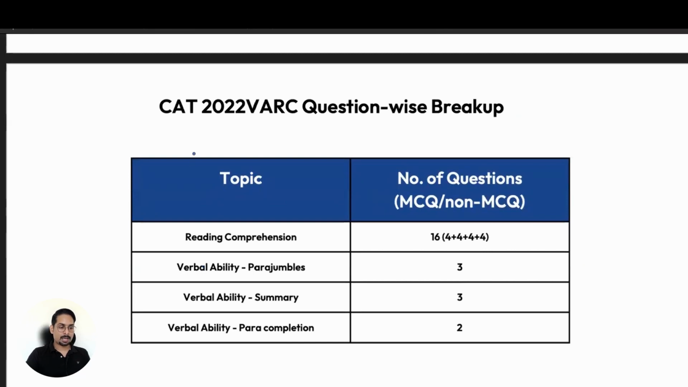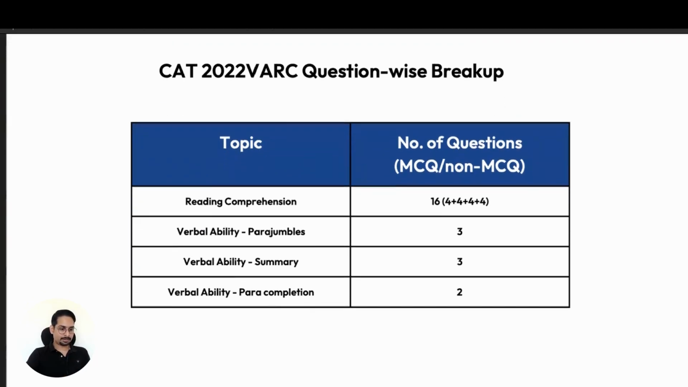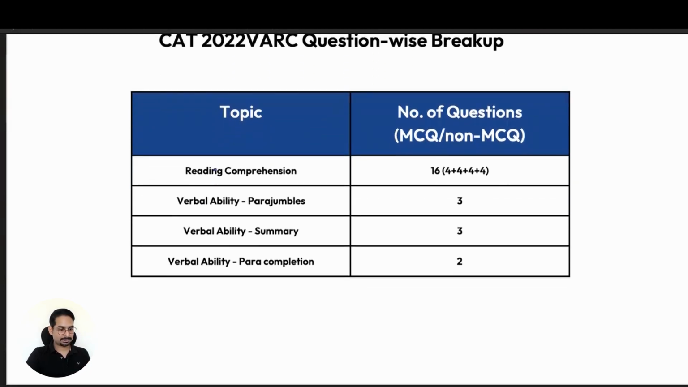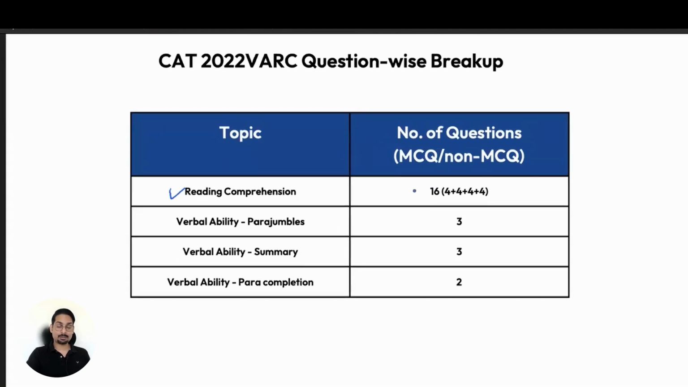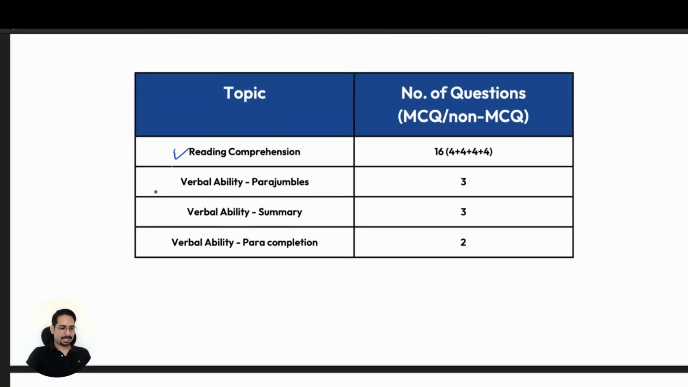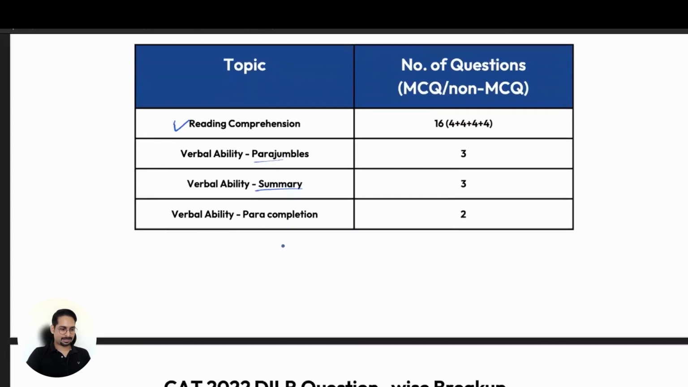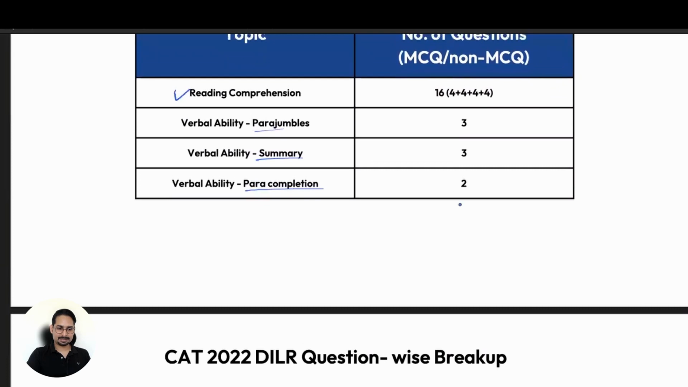Let's look at the timetable for the next 9 months, which you should have, and make your own calendar. So in CAT-22 VA, how many questions were there? Let's see section-wise what the situation was. Topic-wise, we have reading comprehension. There are 16 questions, guys. 16 questions out of 24 are from reading comprehension. So you can understand how important it is to prepare well for reading comprehension. And then you have para jumble, para summary, and para completion. These are the number of questions.